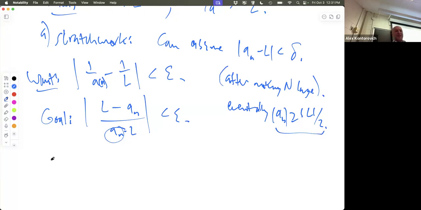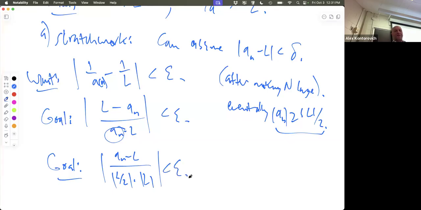And if we have that, then our goal would be to prove, I'll replace this denominator by something even smaller, which will make the whole thing even bigger. And if I can prove that upper bound for this bigger quantity, I get it for the smaller quantity. So this is L over 2 times L. And then I'll flip these around because I'm a human being. Okay, so that's our goal.